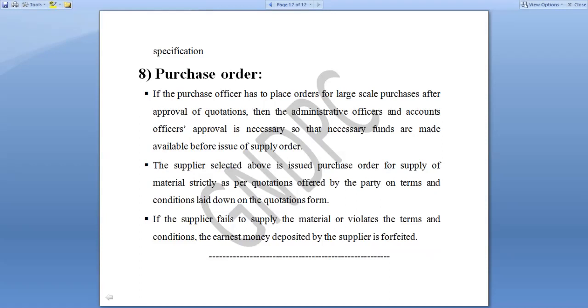If the supplier fails to supply the material or violates the terms and conditions, the earnest money he has deposited is forfeited.